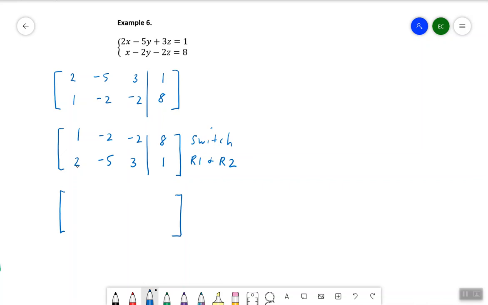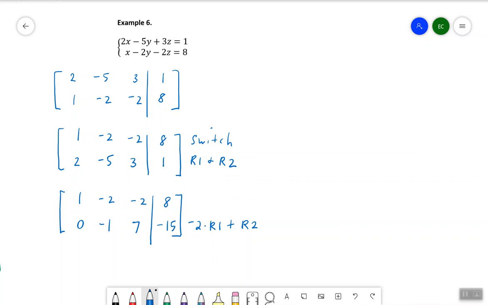Still in the first column, we need a 0 where the 2 is. We need to multiply -2 times row 1 plus row 2. The first row stays the same. And the second row will be 0. And then let's be careful here with the arithmetic. -2 times -2 is +4, minus 5 is -1. -2 times -2 is +4, plus 3 is 7. -2 times +8 is -16, plus 1 is -15.